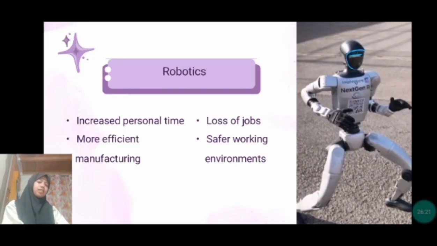So the next one is more efficient manufacturing. In factories, robots can work faster and more accurately than humans. They can produce products continuously without getting tired, which increases productivity and reduces mistakes.